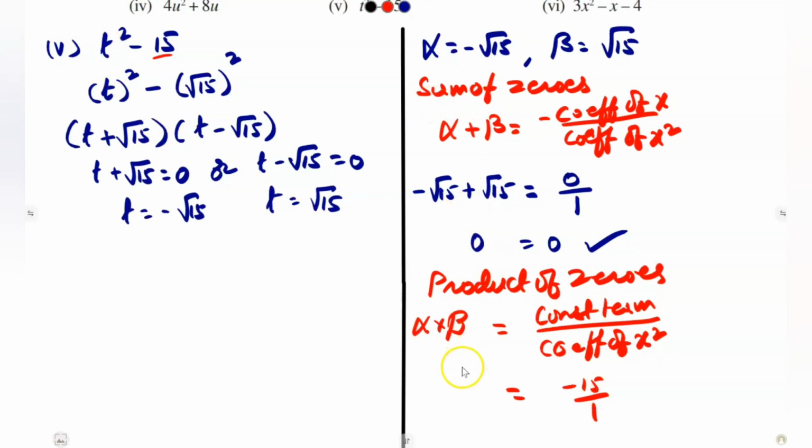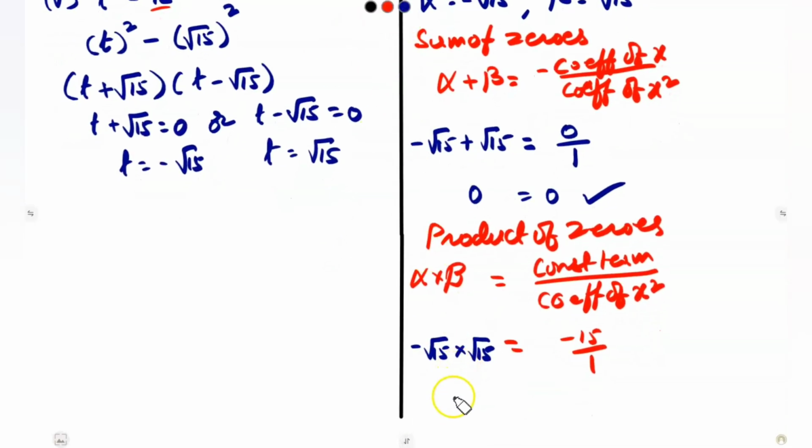And for alpha into beta, we have alpha and beta here. So negative root 15 into positive root 15, which gives you square root of 15 into square root of 15, which is 15 with a negative sign. So we can write it as negative 15 equals 15 by 1, negative 15 by 1, which means negative 15 again. So the product of zeros is also verified. We'll go to the last one in this.